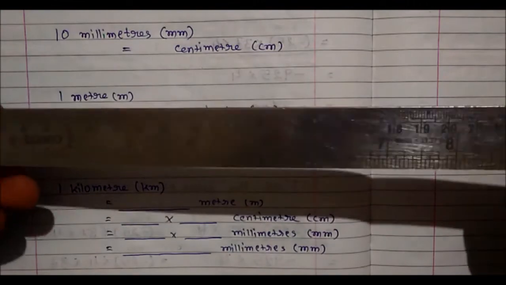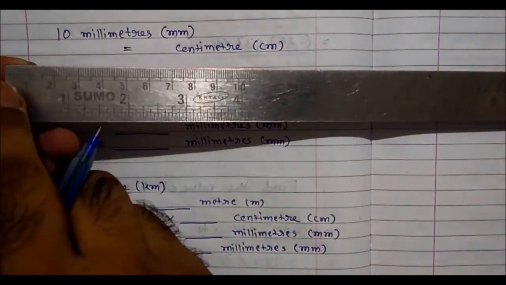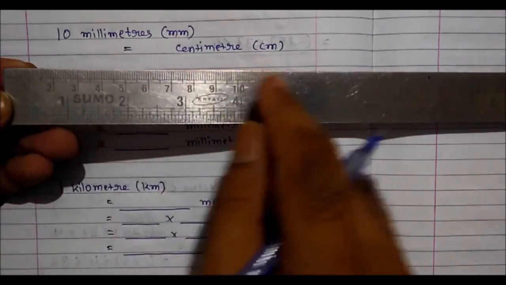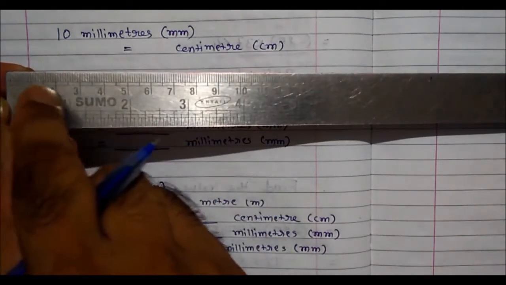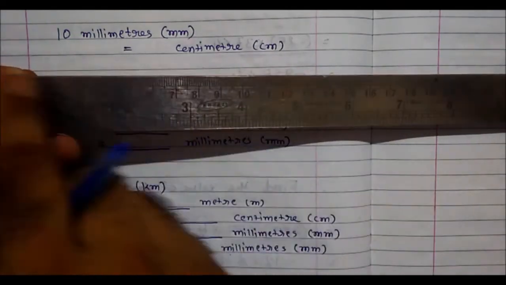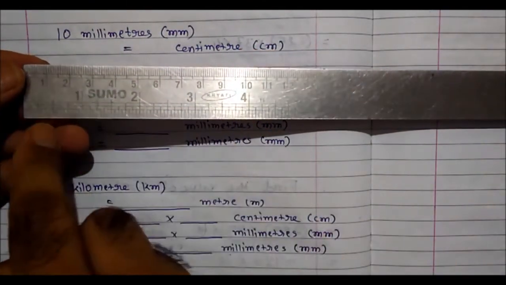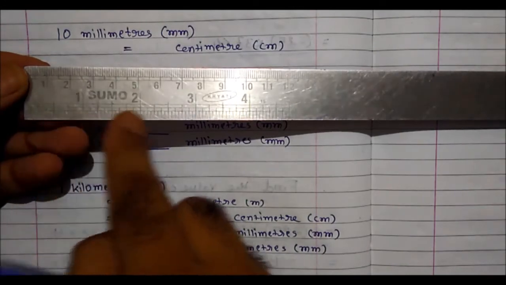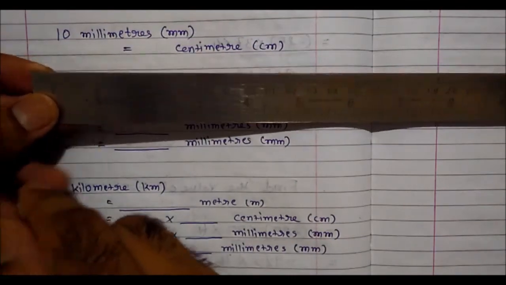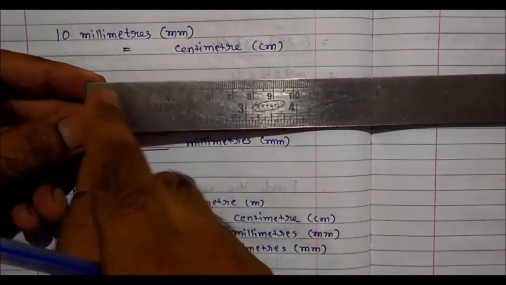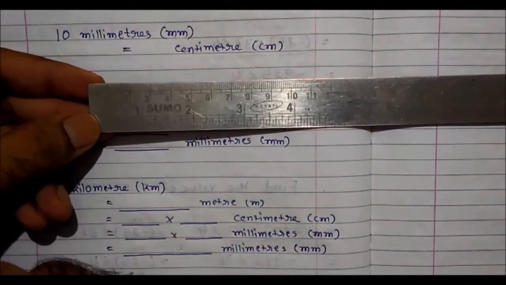Let's have a scale with us. You can see on one side of the scale we have 1, 2, 3, 4 with small markings. So this is nothing but centimeters. Whereas on the other side we have larger scales 1, 2, 3, 4, 5. This is nothing but inches. So let's take the information about the centimeter and its relations.